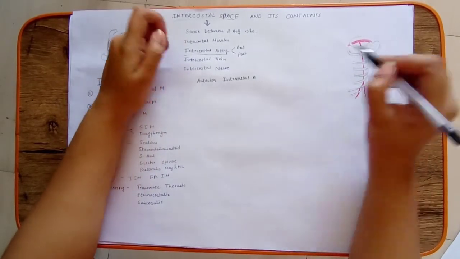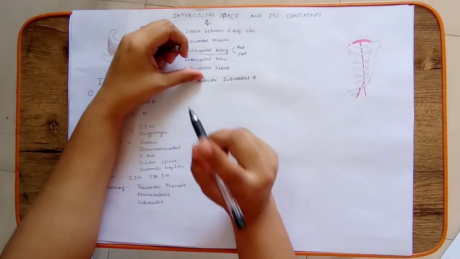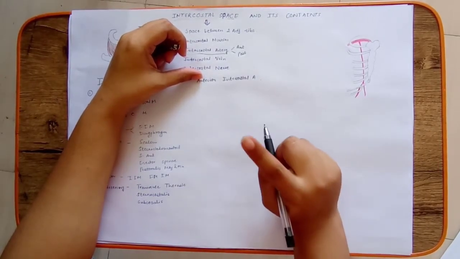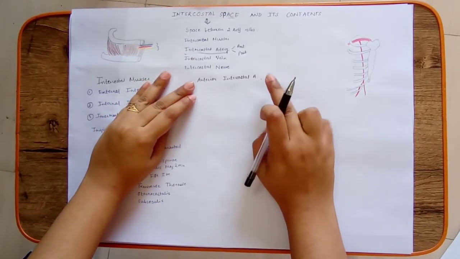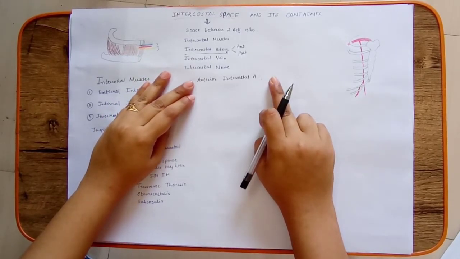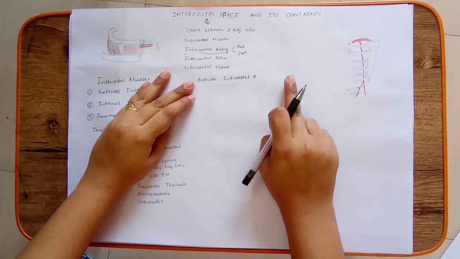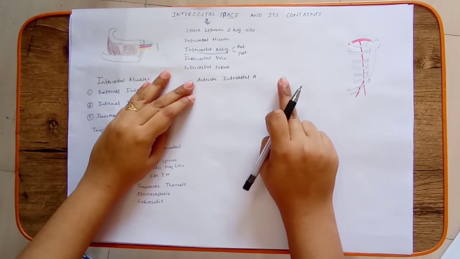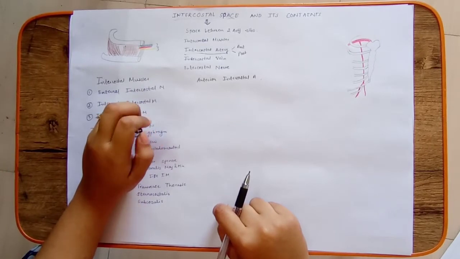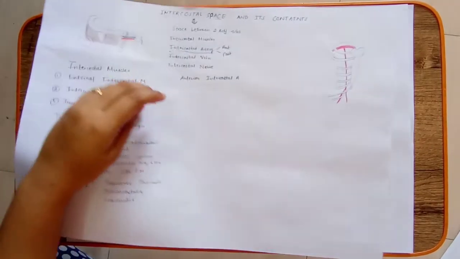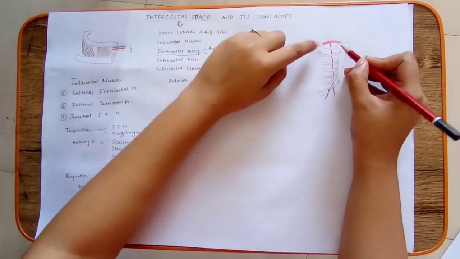Each space contains two anterior intercostal arteries, but they are absent in the 10th and 11th spaces. The anterior intercostal arteries supply the anterior aspect of the intercostal spaces. Let's see in the figure.